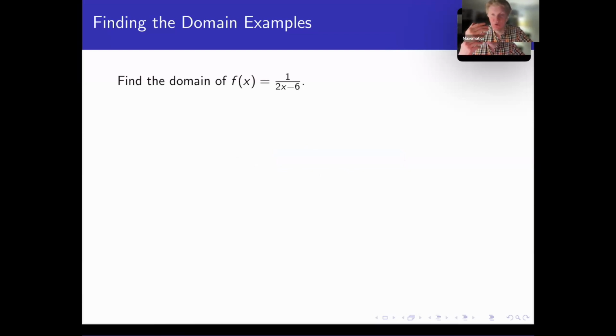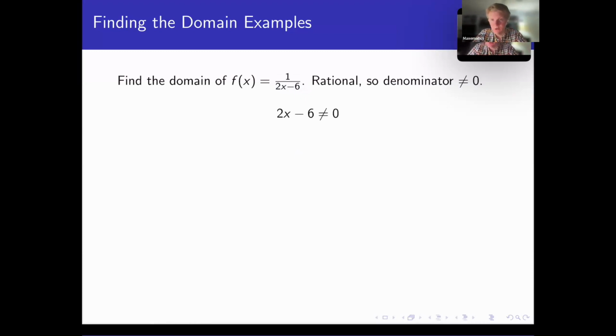Well, this is a rational function. It has a fraction. It has a denominator. And we want to make sure that the denominator never equals 0, right? The only place that this could be undefined is when the denominator is 0. Well, rational denominator cannot equal 0, so we set the denominator not equal to 0. You can similarly set it equal to 0 and take those values out. It kind of has the same ending effect.